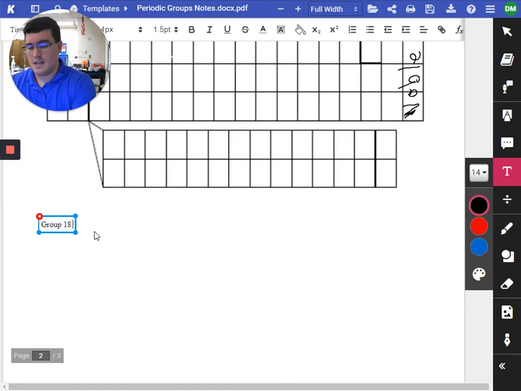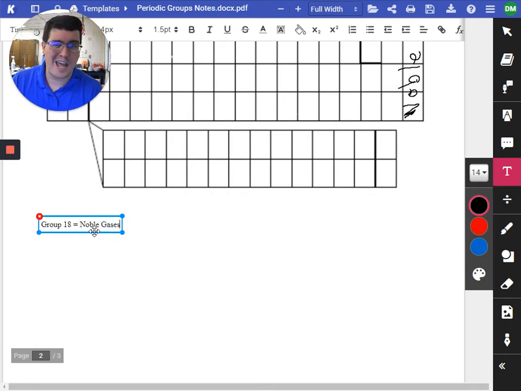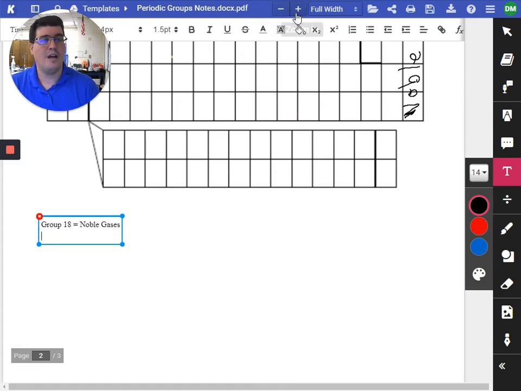Group 18 is known as the noble gases. I know that clicking is nice and loud, but my keyboard has to be close to my microphone for this, so I'll try not to talk while also typing.